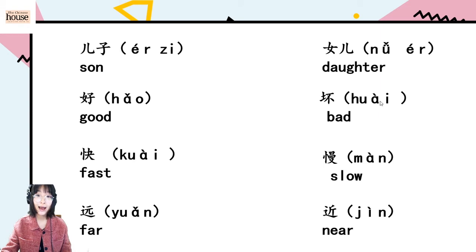Bad, 坏. And fast, 快. They sound alike, 快. Slow, 慢. This is not 忙, it is 慢. And far, 远, third tone. Far, 远. Near, 近.